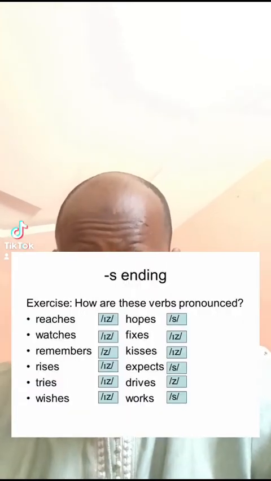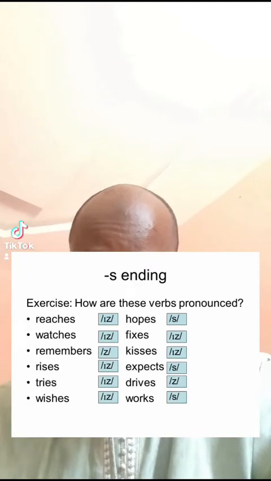So the pronunciation of words ending in S depends on the final consonant sound. For words that end with C, S, X, Z, double S, CH, SH, GE, the S is pronounced as iz. It is a sibilant, okay, which is a hissing or buzzing sound.